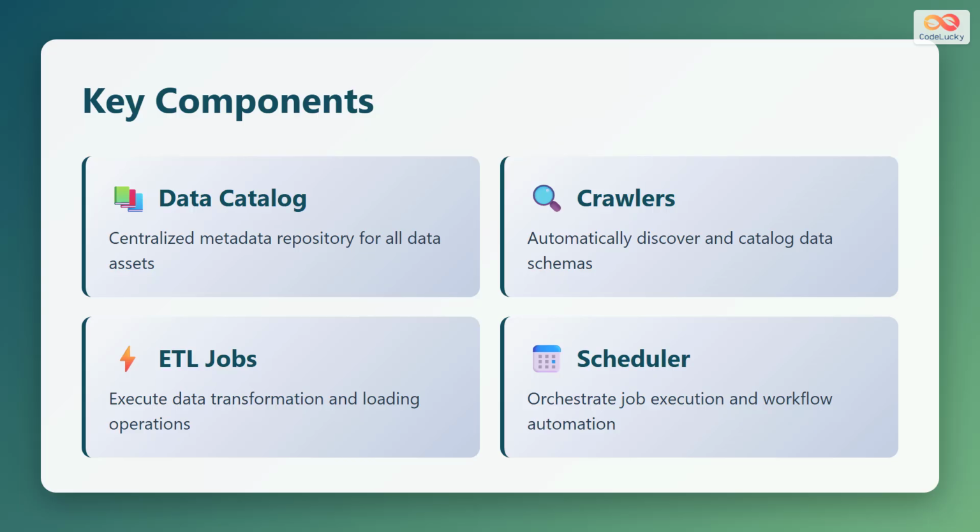AWS Glue consists of four major components that work together to provide comprehensive data integration capabilities. The data catalog serves as a centralized metadata repository for all your data assets, storing information about your data's structure and location. Crawlers automatically discover and catalog data schemas by scanning your data sources. ETL Jobs execute the actual data transformation and loading operations using Apache Spark or Python. Finally, the scheduler orchestrates job execution and enables workflow automation, allowing you to run jobs on demand or on a schedule.